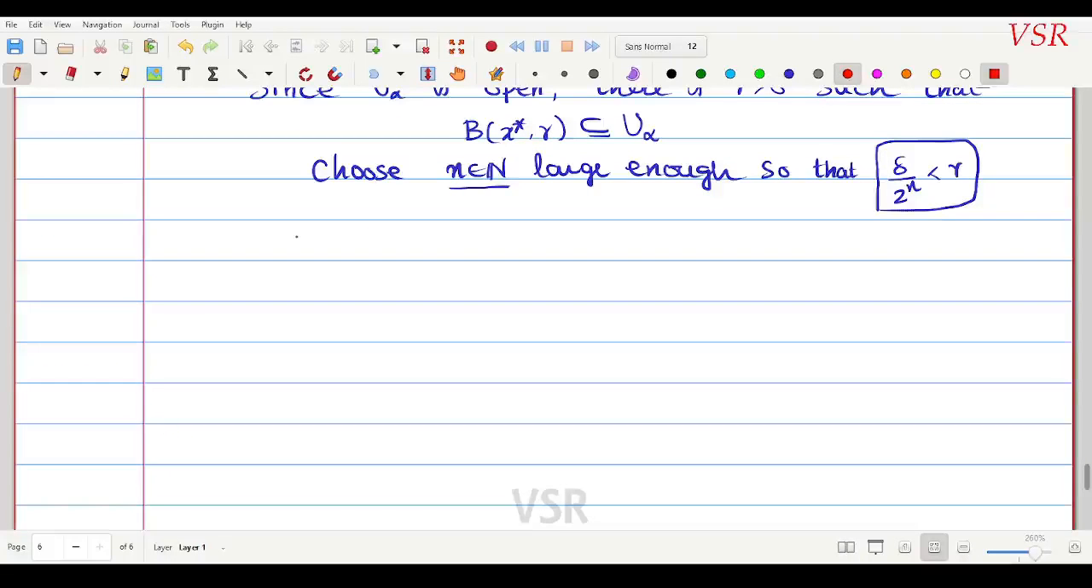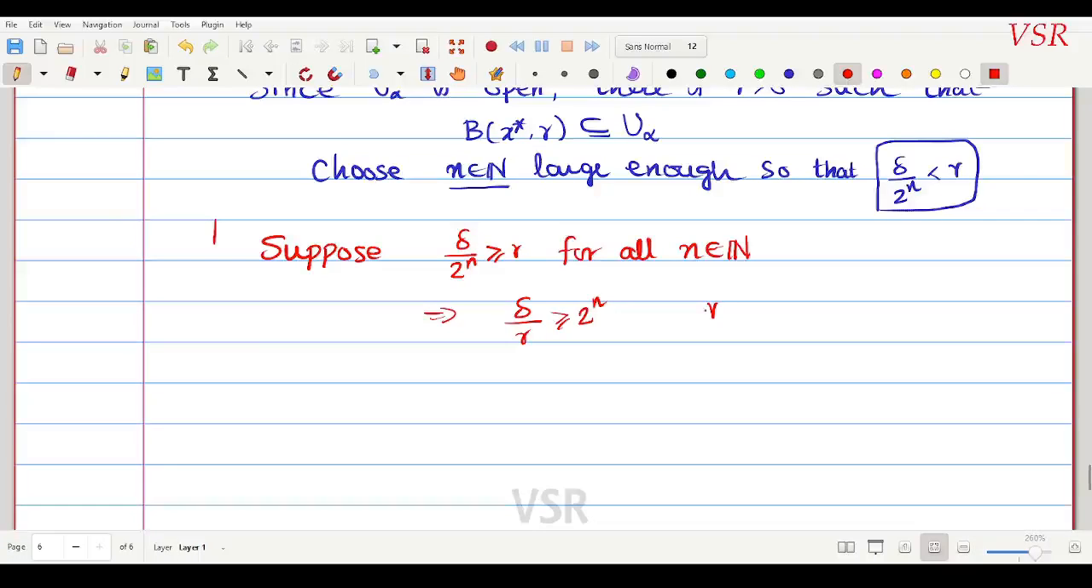Suppose delta divided by 2 to the power n is always greater than or equal to r for all n belonging to the natural numbers. If all of them are bigger than r, then bringing 2 to the power n over, delta divided by r is greater than or equal to 2 to the power n for every n. Rewriting, 2 to the power n is less than or equal to delta by r, and we know that 2 power n is always greater than n.